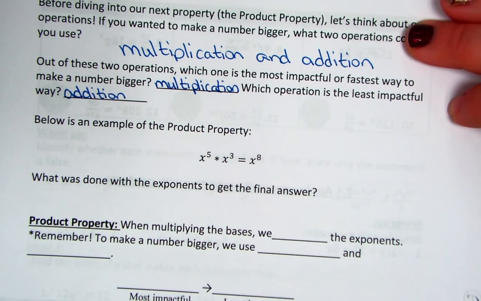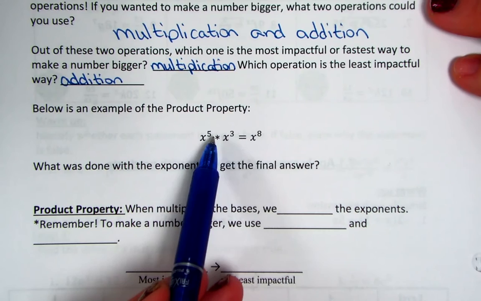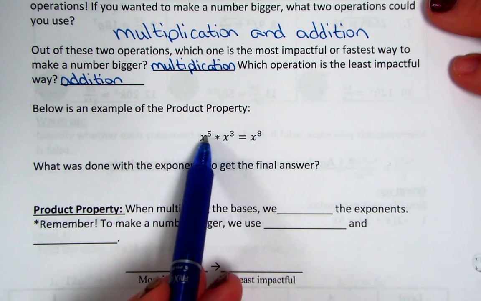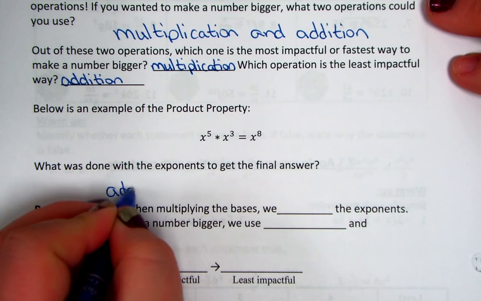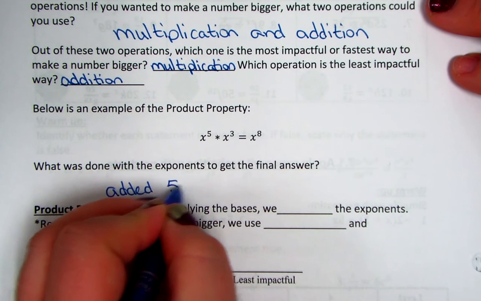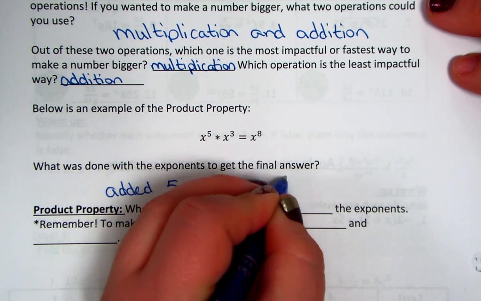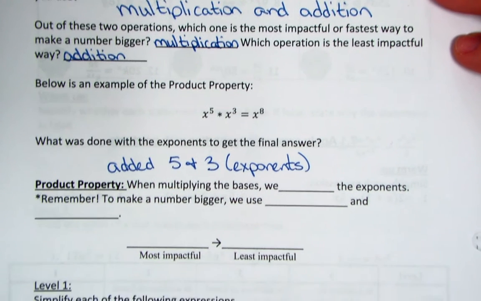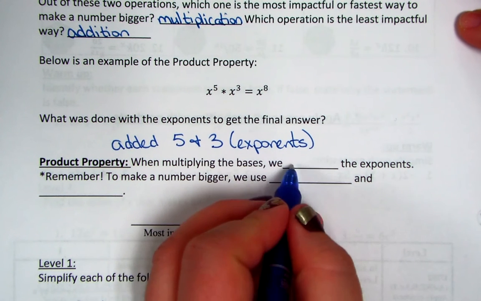Now, if we look at this product property, we have to ask ourselves, how did they use the numbers 5 and 3 to get to 8? And the answer is that they added those 2 exponents together. So the product property goes by saying that we add the exponents whenever we are multiplying the bases.